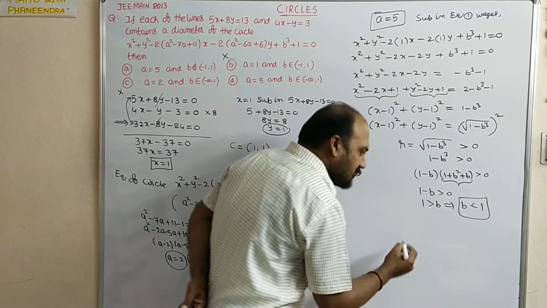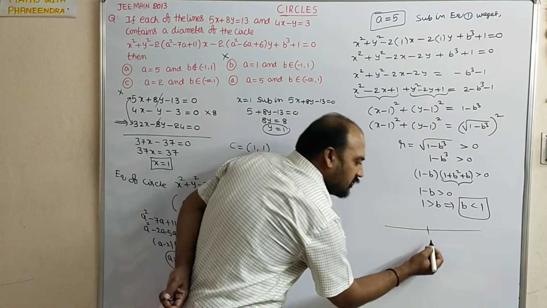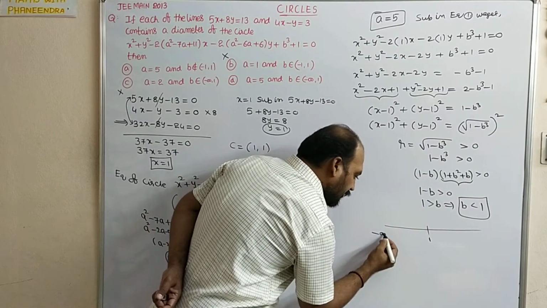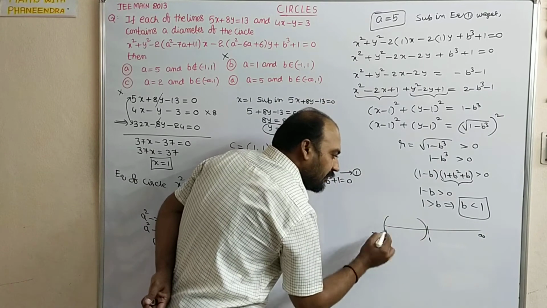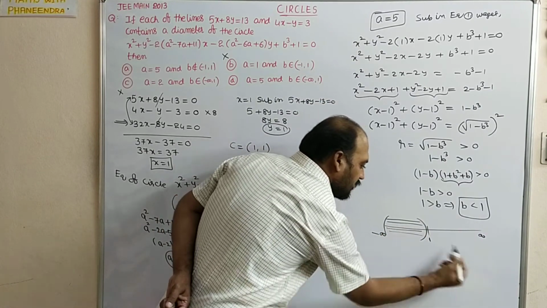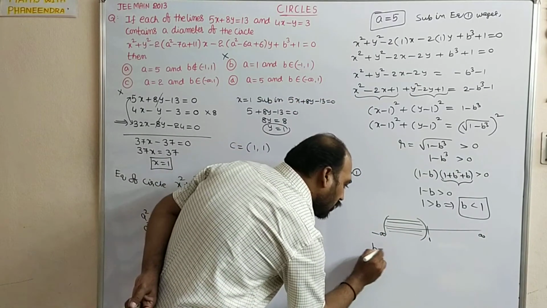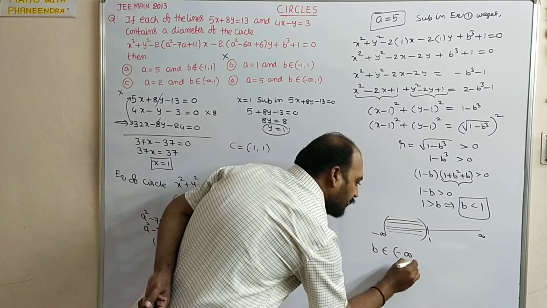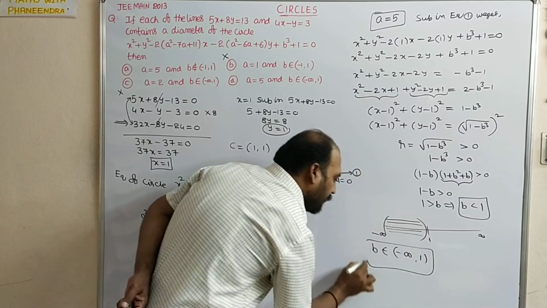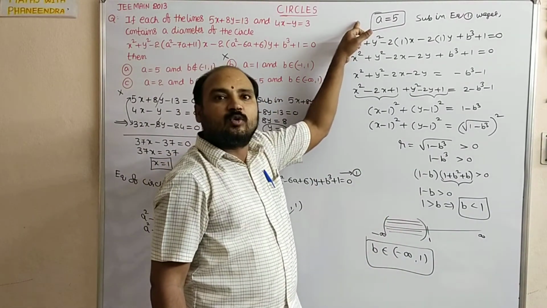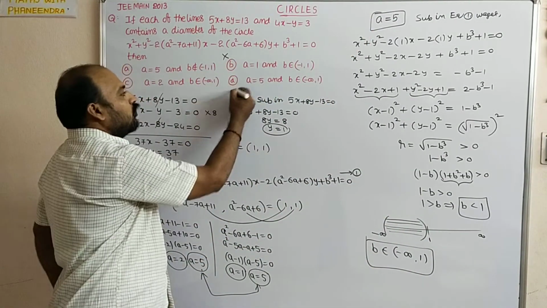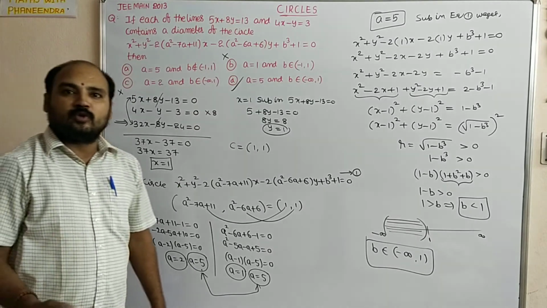What is the meaning of b is less than 1? This is 1, this is minus infinity, this is plus infinity. Less than 1 means the value of b lies in this interval. So b belongs to the open interval of minus infinity to 1, and the value of a is equal to 5, which is there in the fourth option. We will move to the next question.